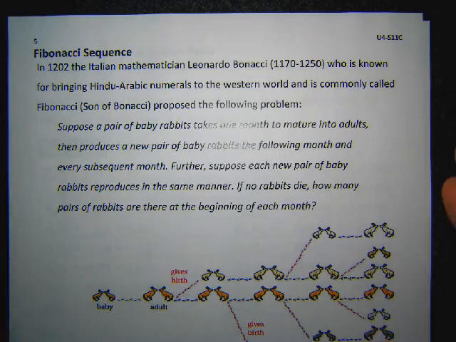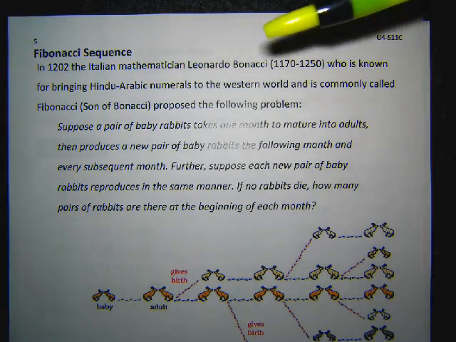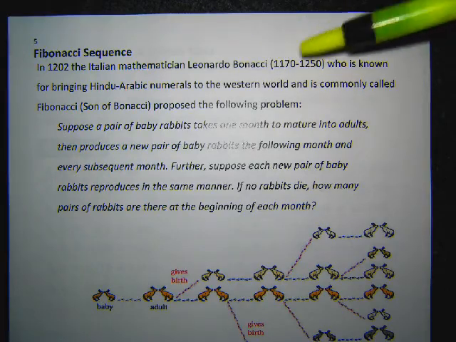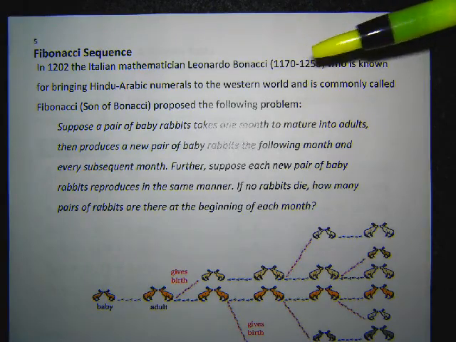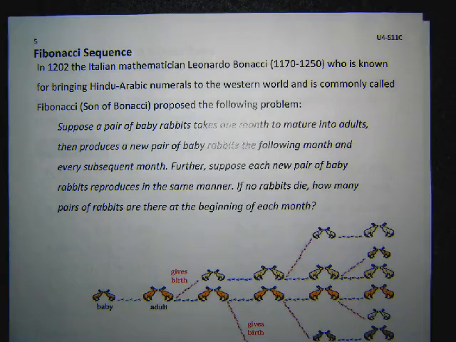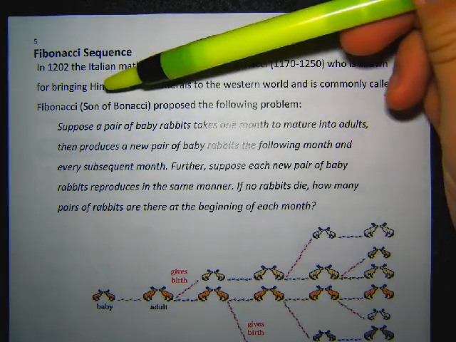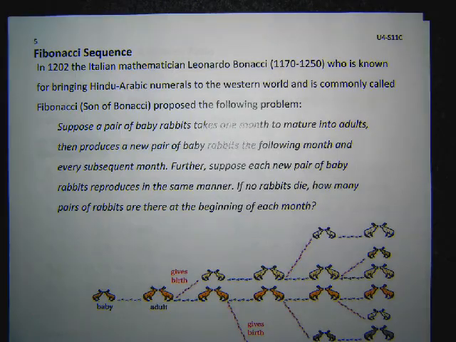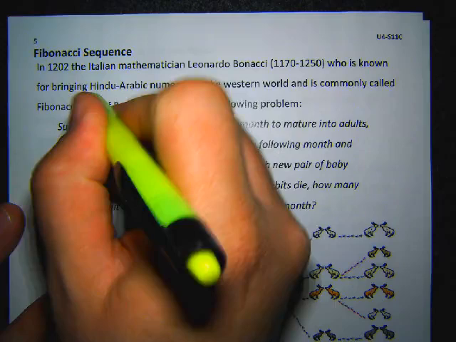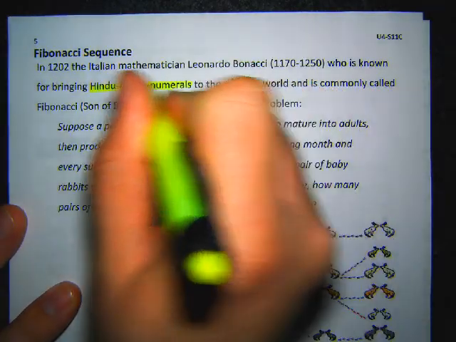The Fibonacci sequence dates back to 1202, by Italian mathematician Leonardo Fibonacci. He was around in the late 1100s, early 1200s. He's known for bringing Hindu-Arabic numerals to the Western world. If you don't know what Hindu-Arabic numerals are, you actually use them every day. I have them right on the paper. Hindu-Arabic numerals are the numbers that we use.